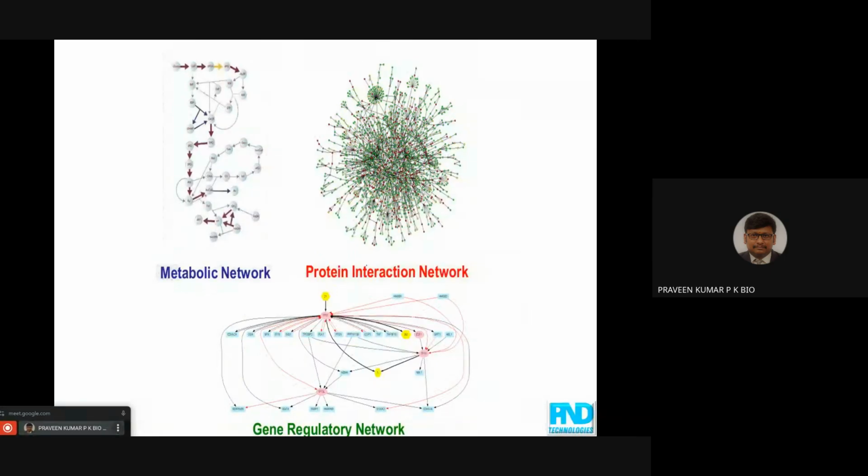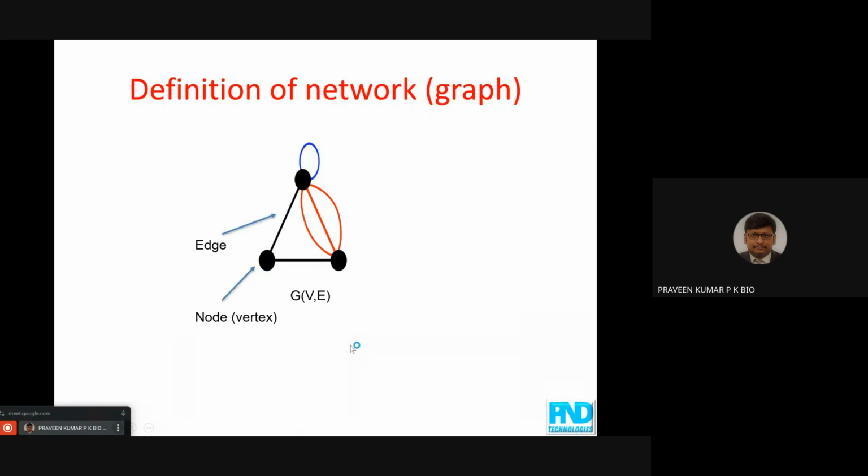Now let me go ahead. Gene regulatory network. What is the difference between the gene interaction network and the gene regulatory network? In a gene regulatory network, we can see two different colors. One is red, the other is black. The red color is the positively regulating gene. The black one is the negatively regulating gene. In the center you can see a gene called TP53, one of the most important targets for many types of cancer. This TP53 is linked with so many genes, but those shown in red are positively regulating and those shown in black are negatively regulating.